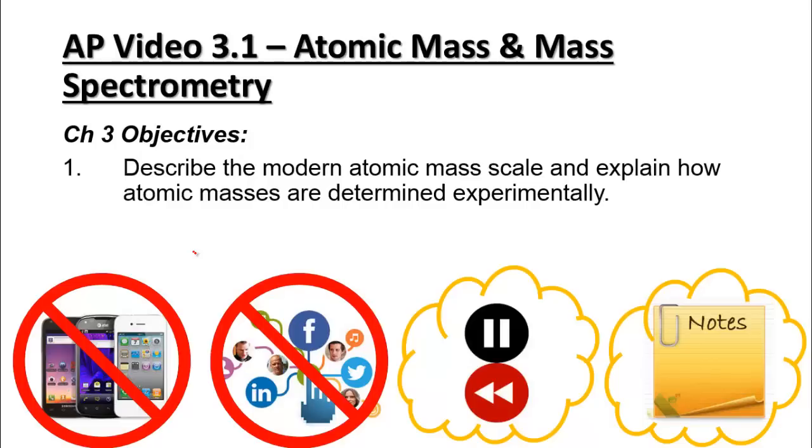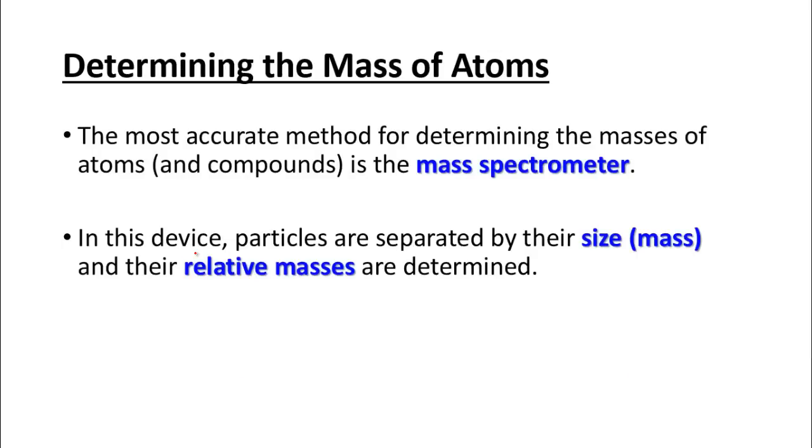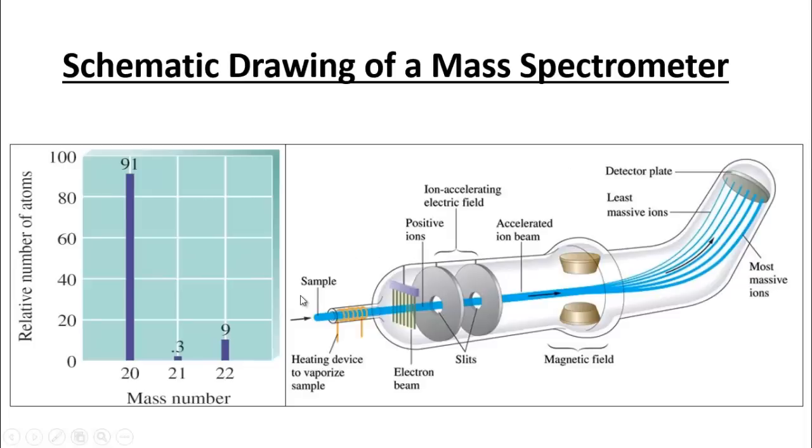Alright, let's get going. So determining the mass of atoms. Well, the most accurate method that we have right now is a device called the mass spectrometer. It helps us find the mass of atoms and compounds. In this device, particles are separated by their size or mass, and their relative masses can be determined. Let's take a look at how this works.